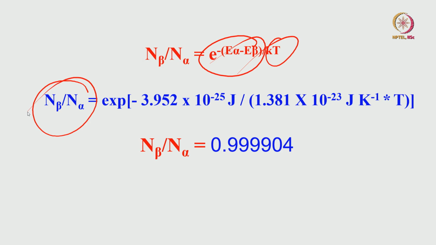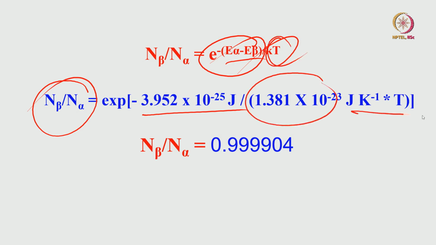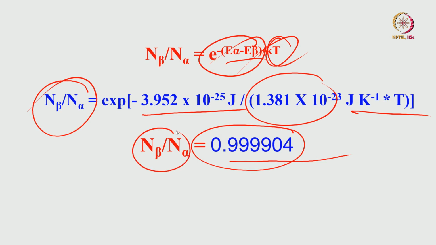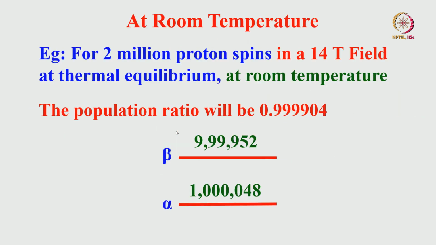Just plug in these values and calculate n beta over n alpha. This is an exponential value. I calculated delta E, I know Kb, the Boltzmann constant, and I know T at which I am doing the experiment. This is what you are going to get. The population ratio between the two spin states, n beta and n alpha, turns out to be 0.999904, very close to 1, almost 1. It means the population ratio between the two states is nearly equal. There is not much difference in spin populations.